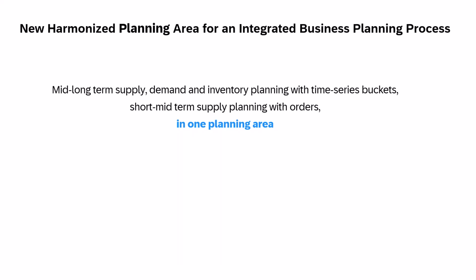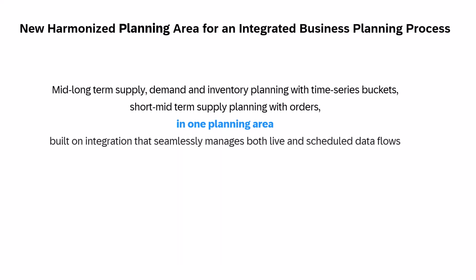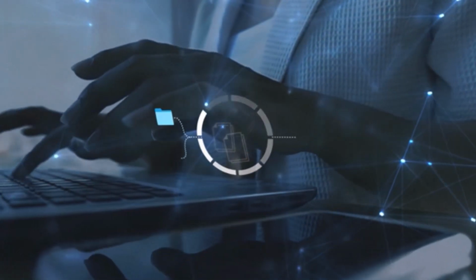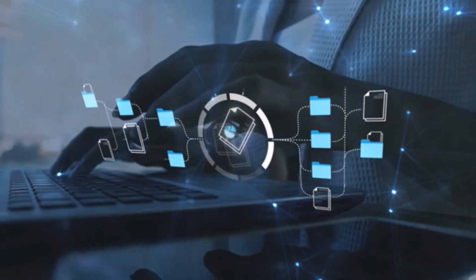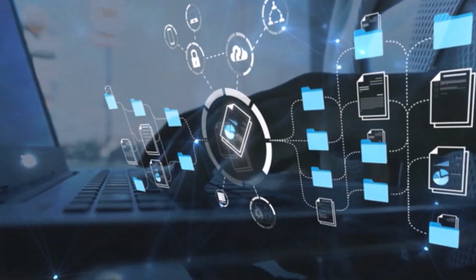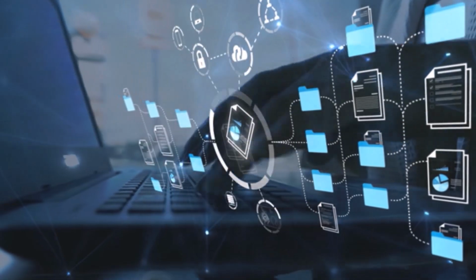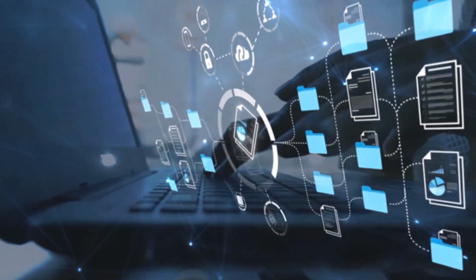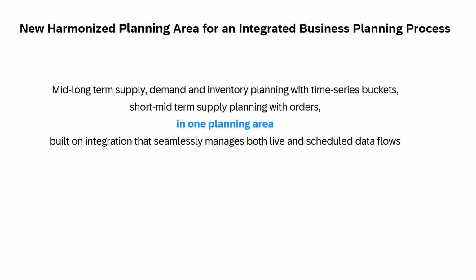This new planning area utilizes integration technology that seamlessly manages both live and scheduled data flows between SAP IBP and other systems. Live data flows with real-time integration, or RTI for short, to exchange master data, orders, and stock levels between SAP IBP and SAP S/4HANA Private Edition, or SAP ECC. Scheduled data flows are used to exchange key figure and other data with SAP IBP.